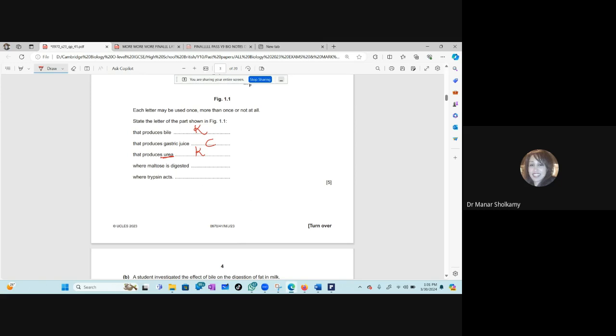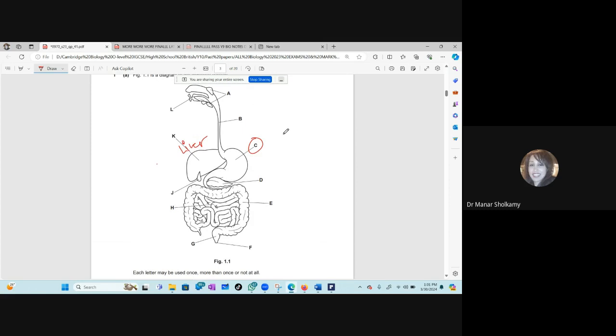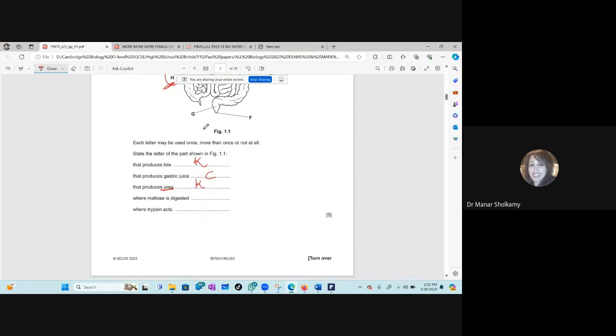Where is maltose digested? Maltose, not starch. So where's the answer? H. Yes, correct. Maltose is digested in the small intestine. In the mouth, L is the oral cavity or the mouth, and A are the salivary glands. Starch is broken down into what? Maltose. And then the second stage in the breaking down of carbohydrates is in the small intestine, in H, where maltose will be broken down into glucose. So the answer is going to be H here.